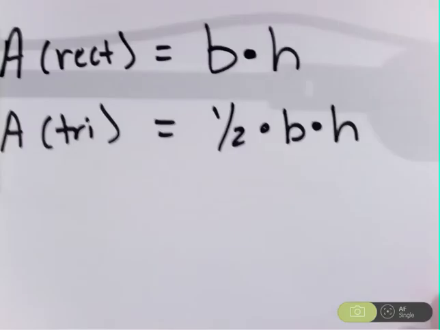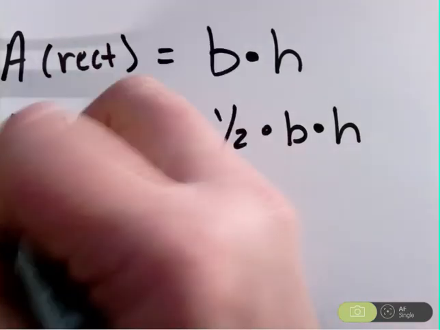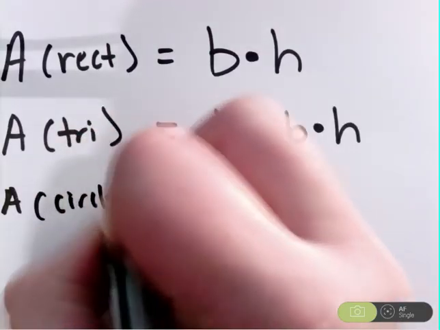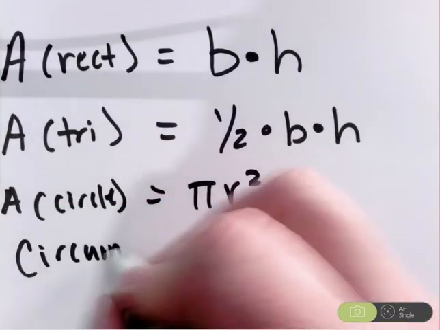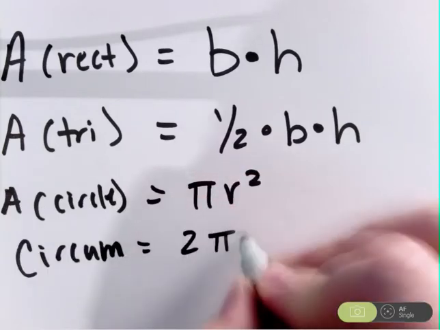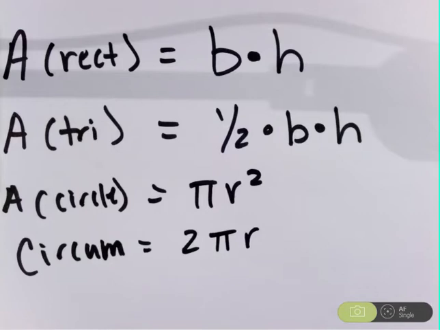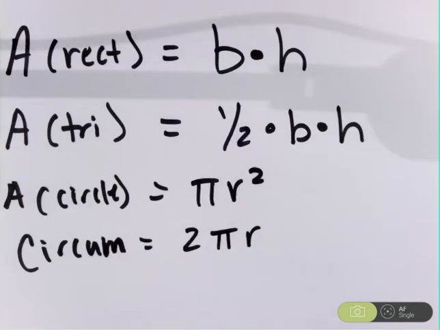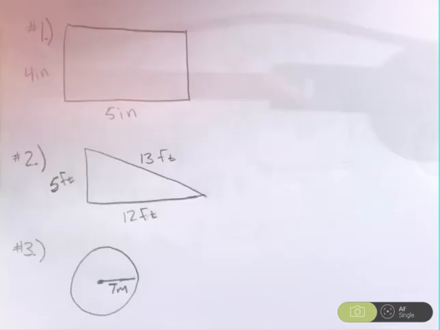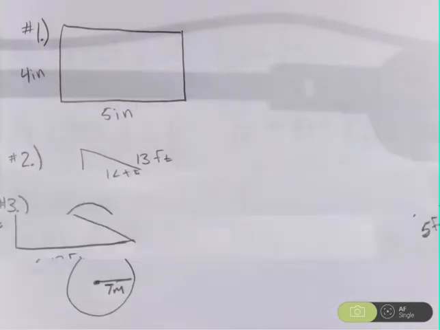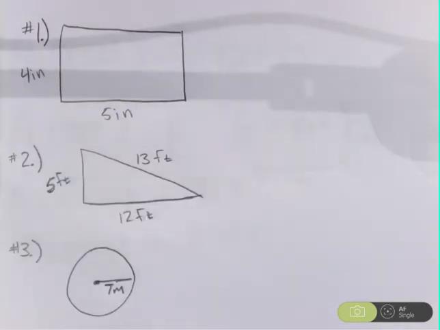Okay, so let's review these one more time really quick. Area of a rectangle, area of a triangle, area of a circle is pi r squared, and circumference is 2 pi r. Now, I'm going to throw an example up here for you guys. Well, I think I am. I guess I'm not because I've lost it. Oh no, here it is. So why don't you go ahead, hit pause, and work on these 3 examples.